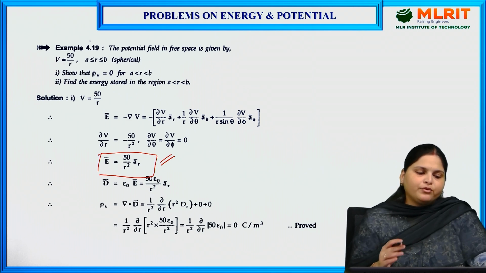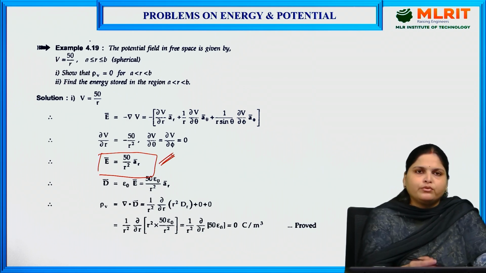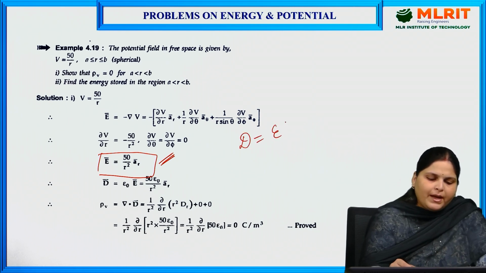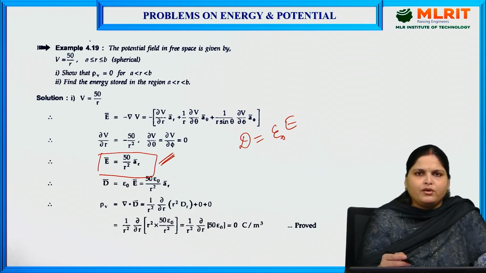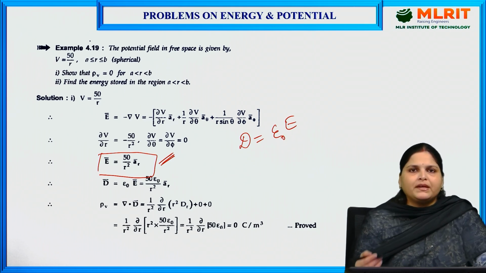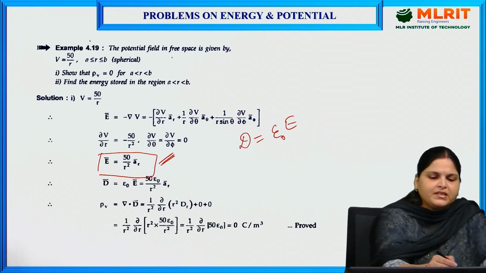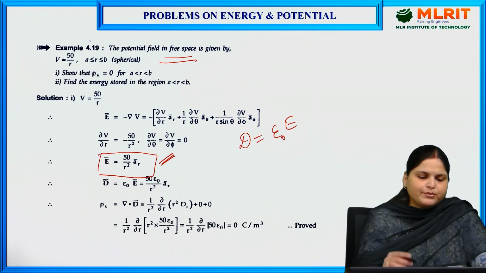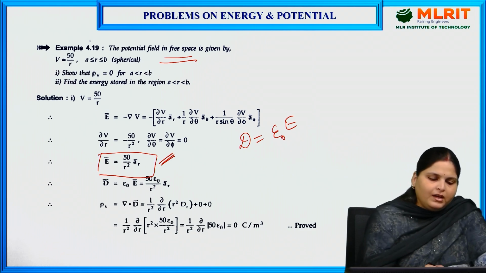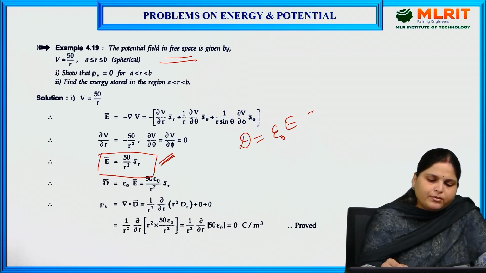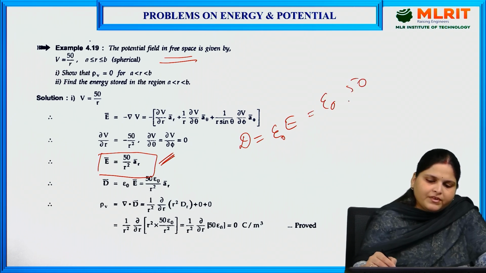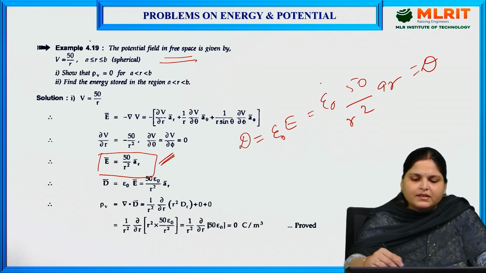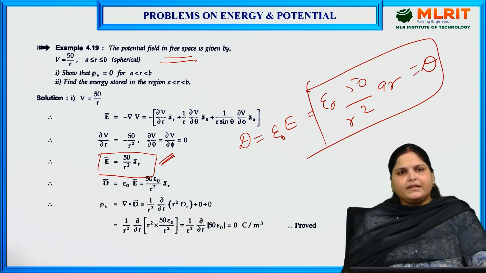Now we have to calculate rho V. So obviously this is not rho V, we need to use some more formulas to get rho V. We have one more relation, D equals epsilon E, epsilon naught times epsilon R, which depends on the medium. So let us take the medium as free space, because in the question it is given that the potential field is in free space. So let us take epsilon naught, whose value is known, and in this formula we can put E equals 50 upon R square aR. So this is D basically, right?